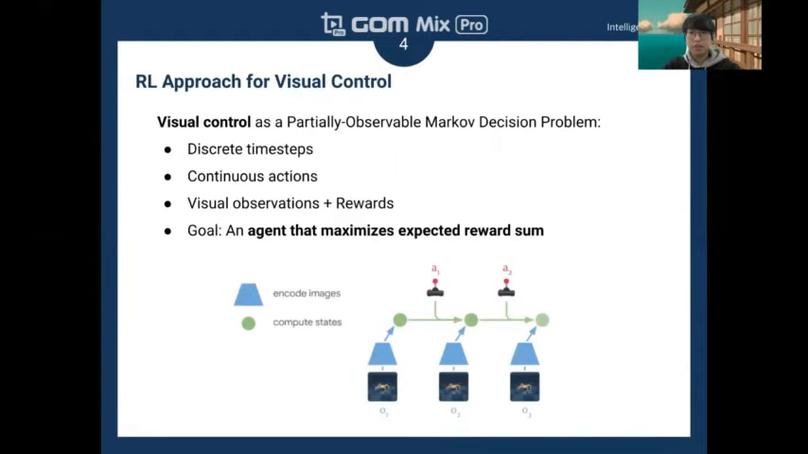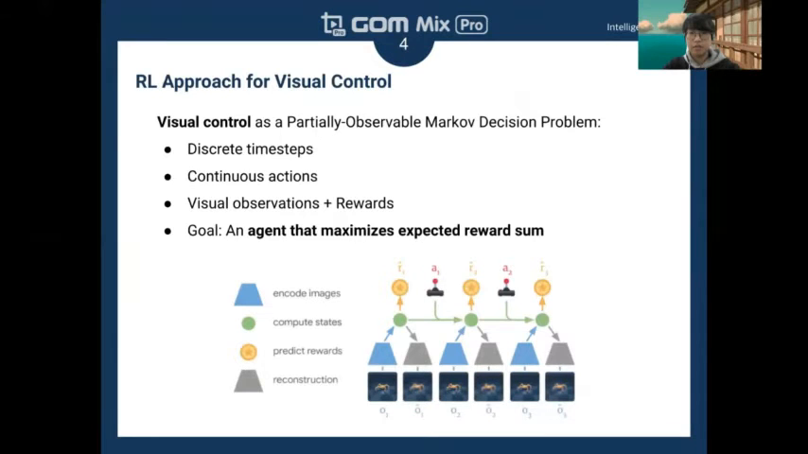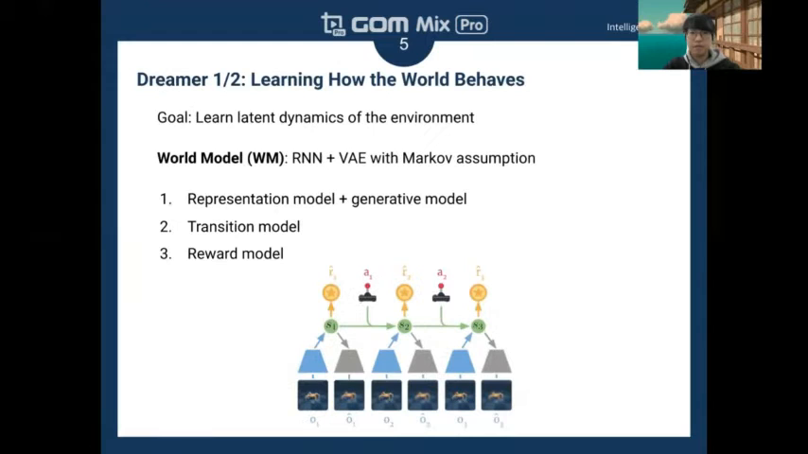Dreamer follows the RL approach for visual control. An environment gives observations and rewards based on an agent's past actions, and an agent's goal is to learn an action policy that maximizes the sum of rewards. So I mentioned that Dreamer first learns how the world behaves and then learns how to behave in the world. This is the first part, where the actual goal is to learn the dynamics of the environment. For this, Dreamer uses a world model, a hybrid of RNN and VAE.